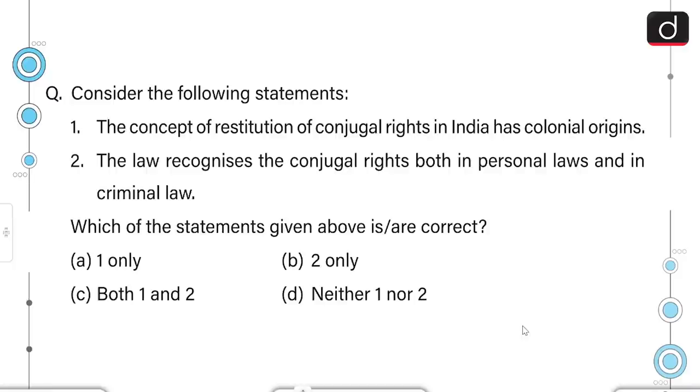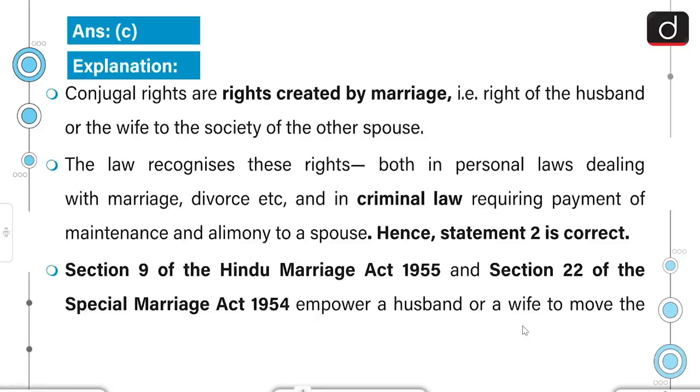The concept of restitution of conjugal rights in India has colonial origins. The law recognizes the conjugal rights both in personal and criminal laws. So we have to select the correct statement. Both are correct. Option C is the correct answer. Now, conjugal rights are rights created by marriage, that is, the right of the husband and of the wife to the society of the other spouse. The law recognizes these rights both in personal laws dealing with marriage, divorce, and in criminal laws requiring payment of maintenance and alimony to the spouse.